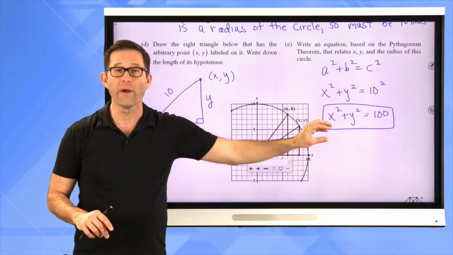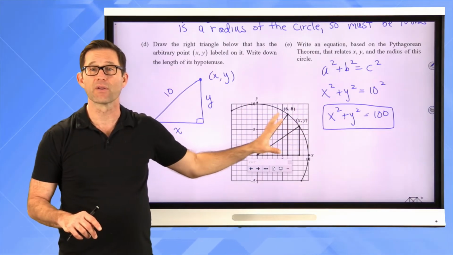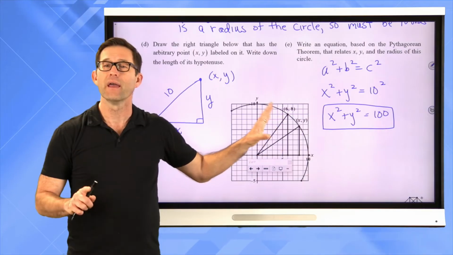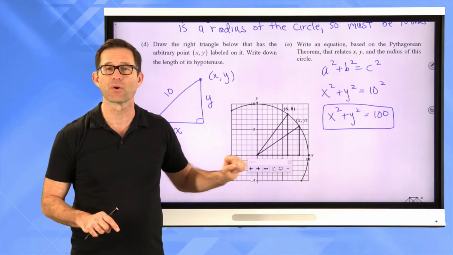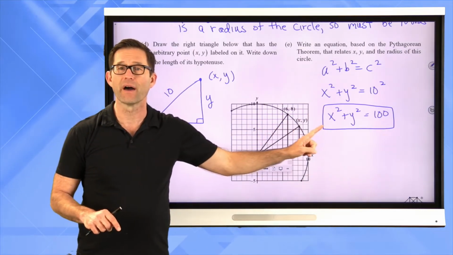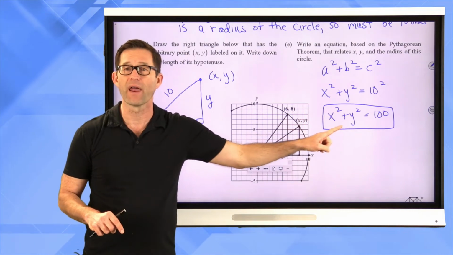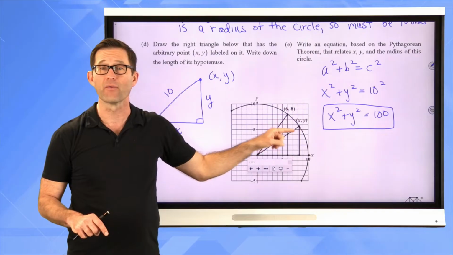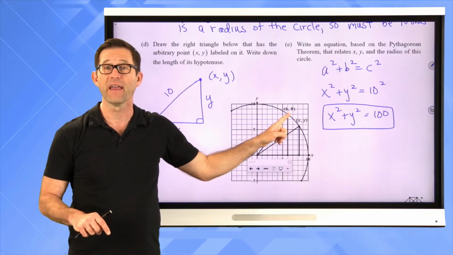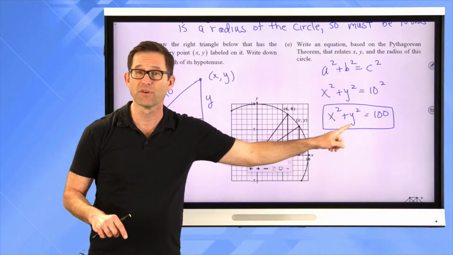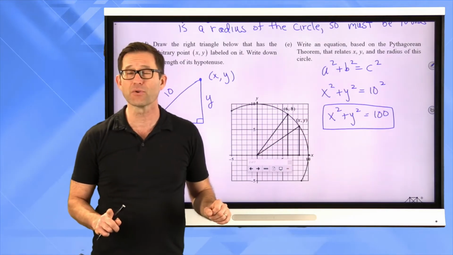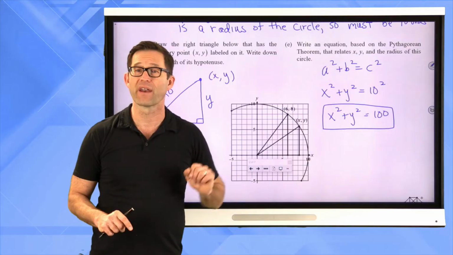This equation gives me all points that lie on this particular circle, or it describes all the points that lie on the circle. In other words, any point that lies on this circle, when I square the x value and I square the y value and I add them together, I have to get 100, just like the point 6 comma 8, right? 6 squared is 36, 8 squared is 64, 36 plus 64 is 100. And every point that lies on this particular circle will have that equation.